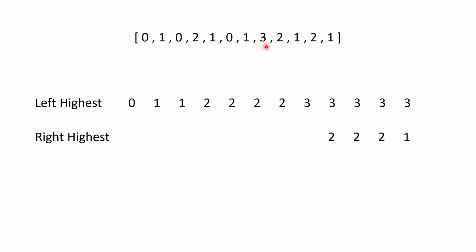See, 3 is greater than the previous one, so it will be 3. Here also, all the elements are smaller than 3, so at the end, the answer will be 3. So we will fill in 3, 3, 3, 3, 3, 3, 3. Now we have our two pre-processed arrays, which we can use to find our solution.